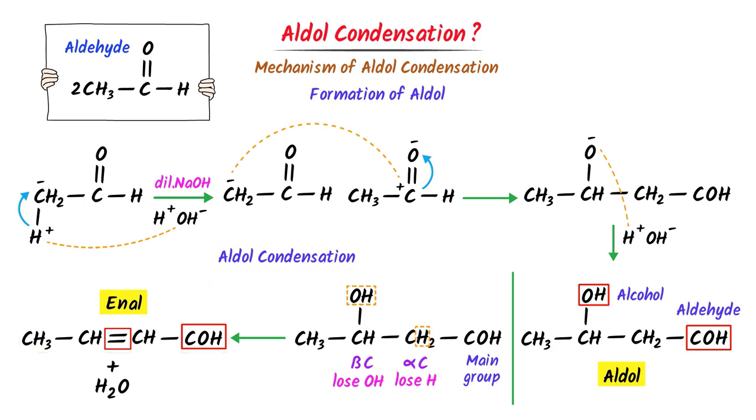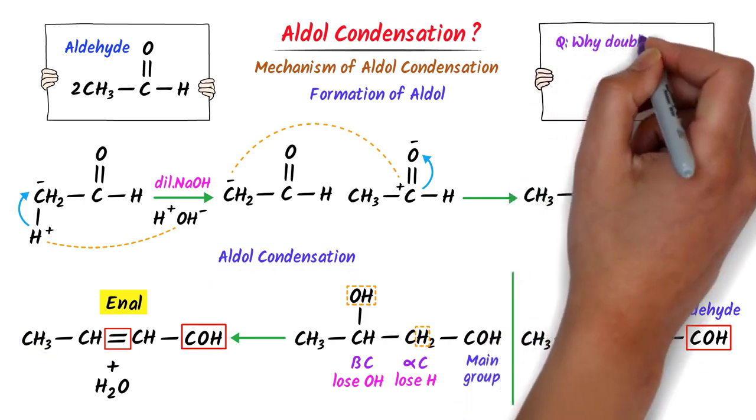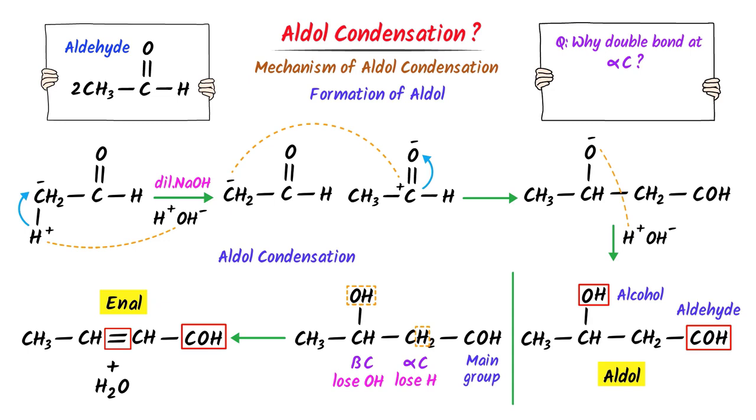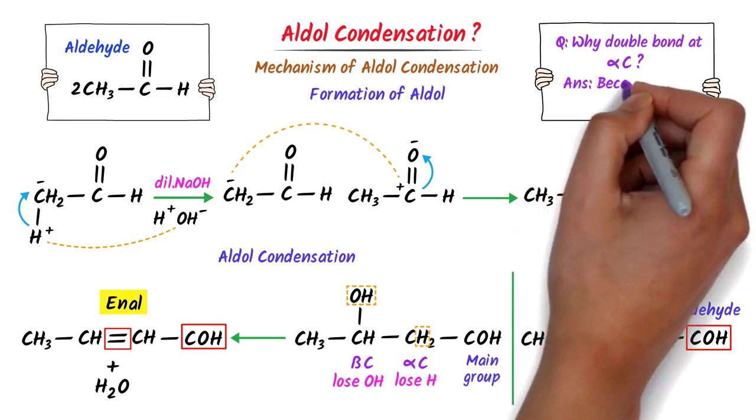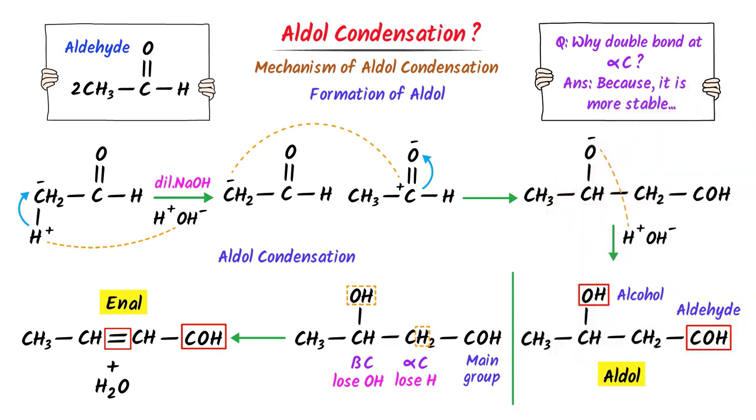Here, let me teach you an important question. Why is the double bond formed at alpha carbon? Can you guess the answer? Well, it is because the double bond is more stable at alpha carbon. Let me repeat it. The double bond is more stable at alpha carbon. Hence, it is formed at alpha carbon. So note down all these important concepts.